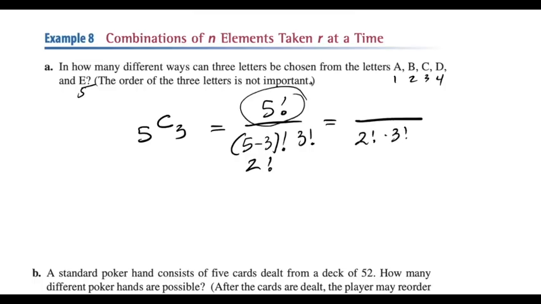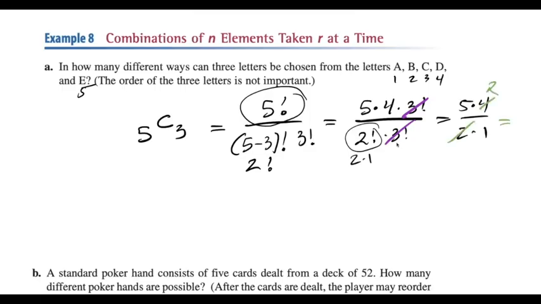On top, we're going to break this down. Remember, you only want to break it down until you get to the highest one, then you're going to stop. 5 times 4 times 3 factorial. These cancel out. We get 5 times 4 over 2 factorial. But 2 factorial is 2 times 1. I get 5 times 2, which is 10. So 10 different ways to pick 3 of them out of these letters.